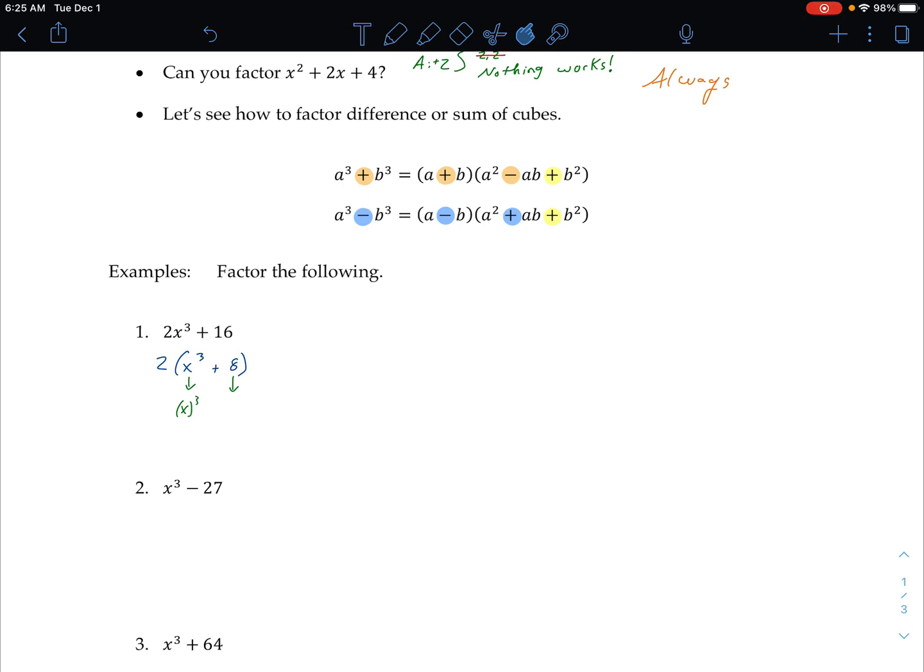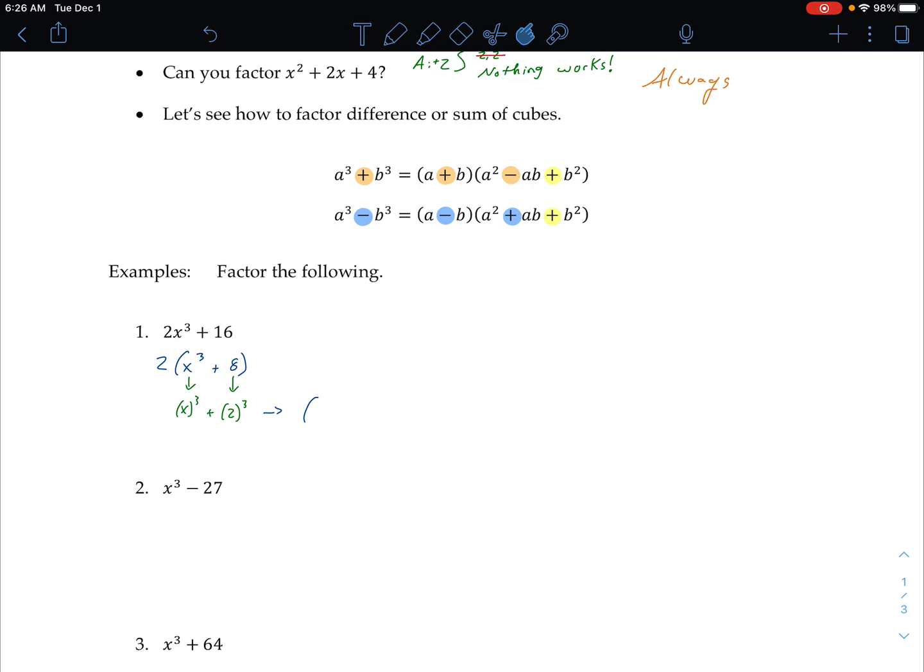And then plus, and then can I write the 8 as something to the third? Yes, that's 2 to the third. So we're now going to use, as our formula says, the x and the 2, because those are what my numbers cubed are. So here is my first term.